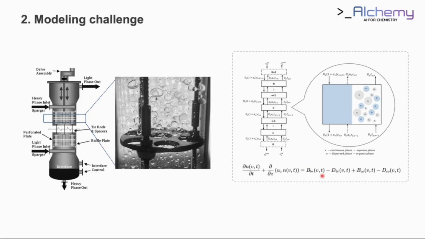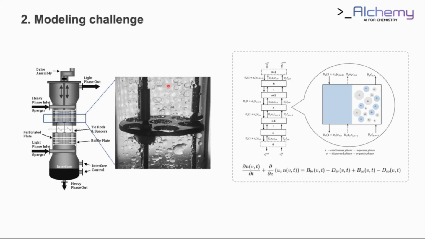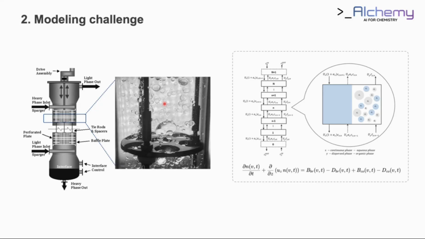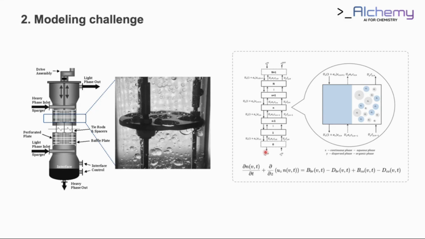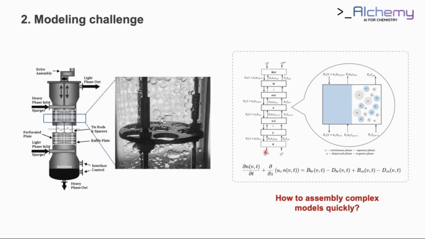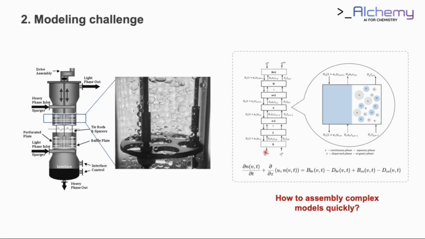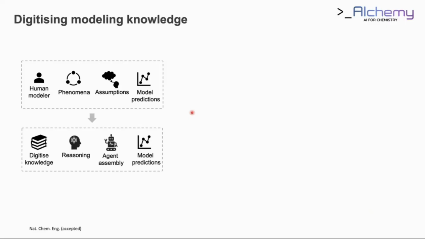And this term represents some phenomena that you see here. For example, the bubble is breaking up, they're coming together, and this moving, and so on and so forth. So what we try to achieve here is how could we assemble this predictive model more quickly for such a complex process.